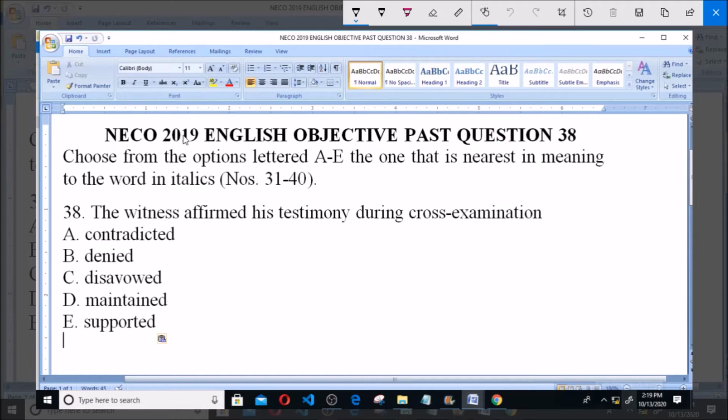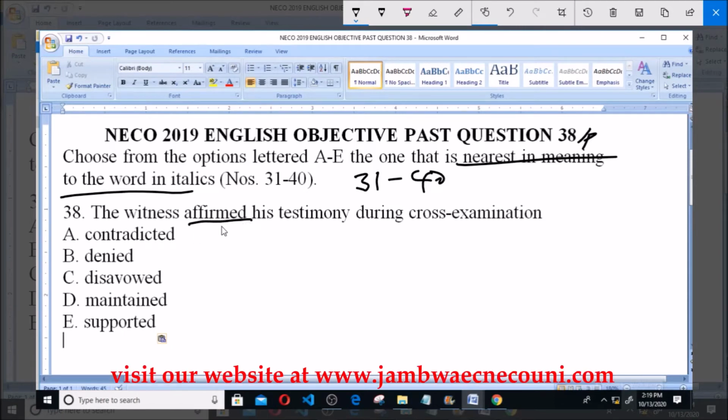This is NECO year 2018 English Objective past question, question number 38. The instruction says choose from the options lettered A to E the one that is nearest in meaning to the word in italics. This instruction is to answer questions 31 to 40 under this English examination paper. This is question number 38, and the word in italics is what we call affirmed. Affirmed is italicized in the sentence, and the sentence says the witness affirmed his testimony during cross-examination.